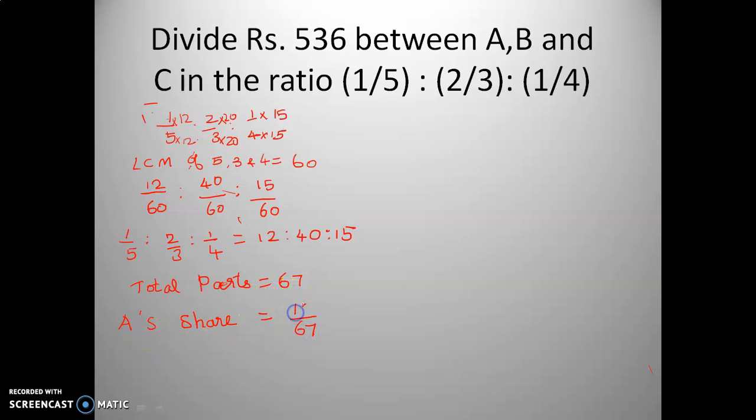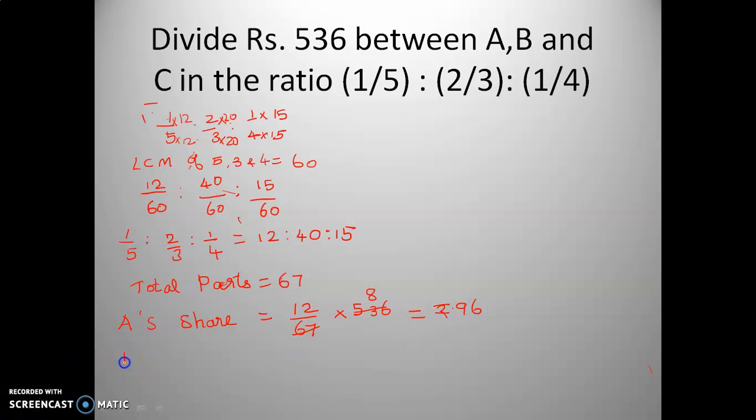A should get 12 parts. So this fraction "of" is written as multiplication. Of what? Yes, rupees 536. Now you have to cancel it. Divide it and cancel it. If you cancel it, 8 67s are 536. Okay. So if you multiply these two, you will get 96 rupees. This is A's share.